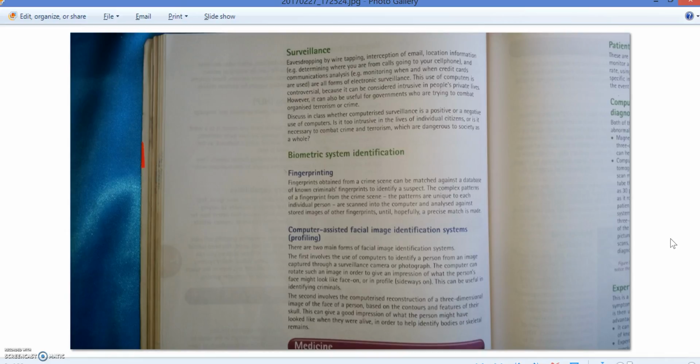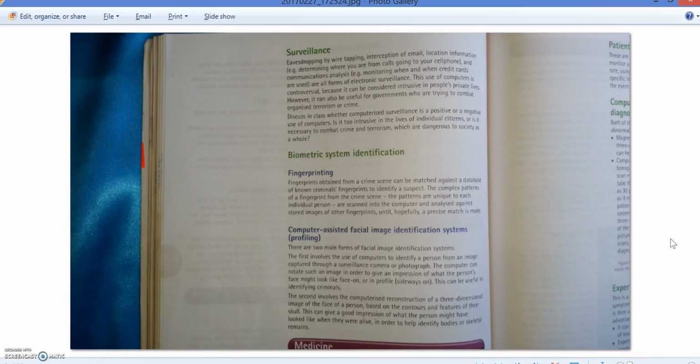So for instance, when you use your credit cards or debit cards, it's going to be registered at a certain location, and therefore the police will know that a particular criminal was in that spot in a particular store, maybe using a credit card. The use of computers here for surveillance would be controversial because it can be considered intrusion into people's private lives. However, it usually has to be done in order to combat crime or organized terrorism. So there are many different ways using computers that law enforcement agencies can actually surveil people.